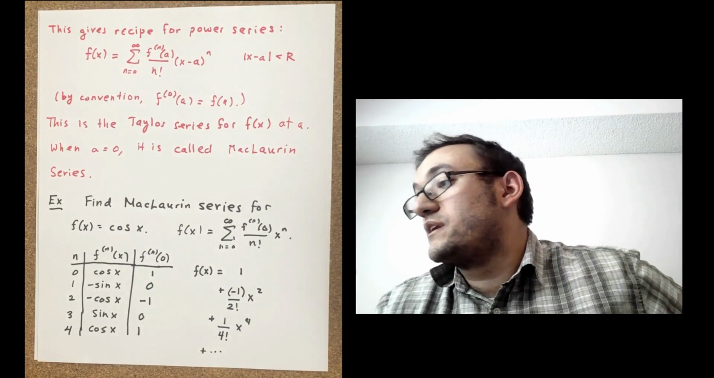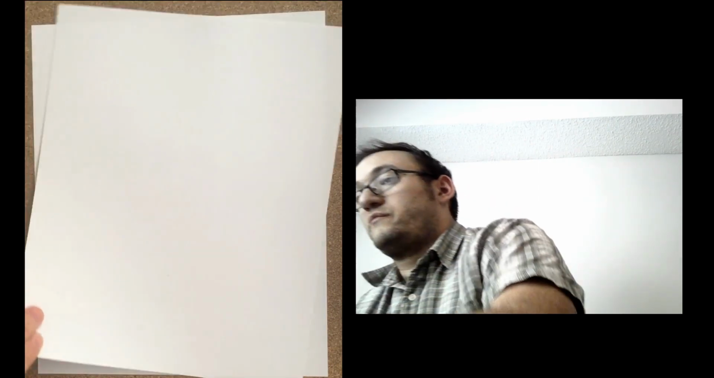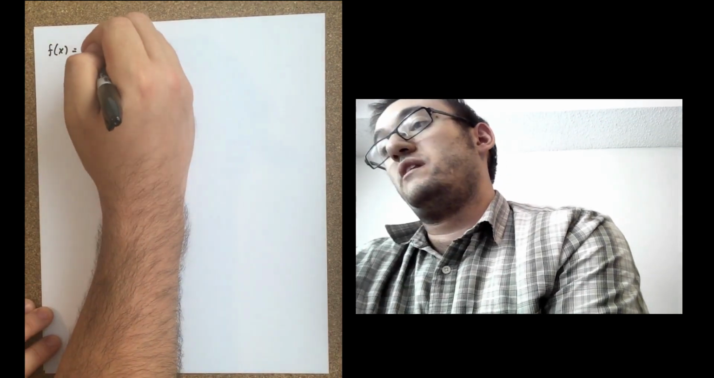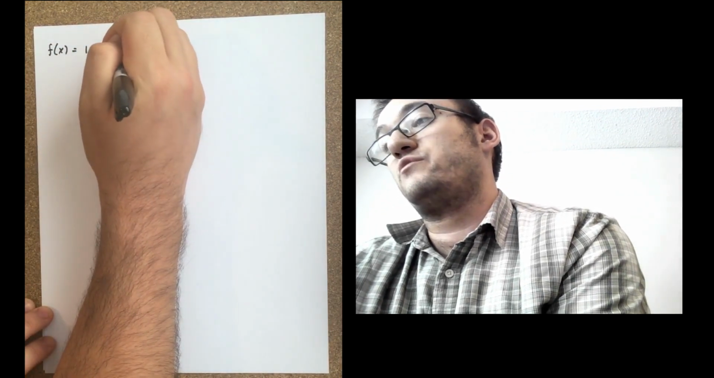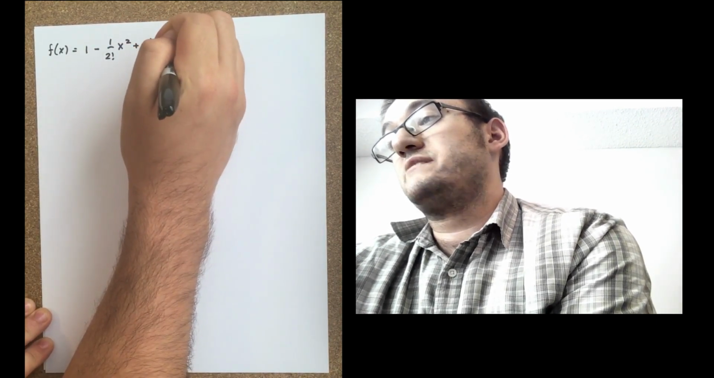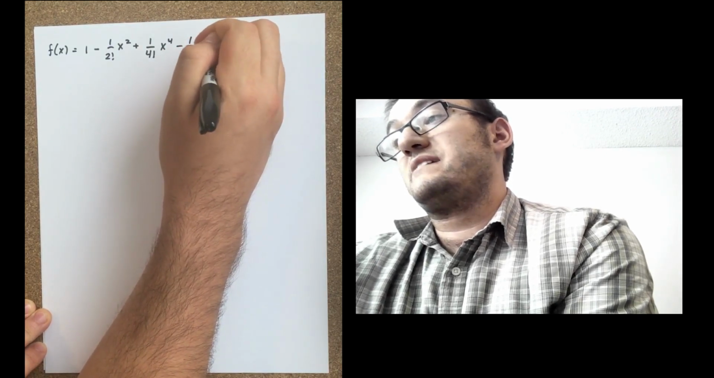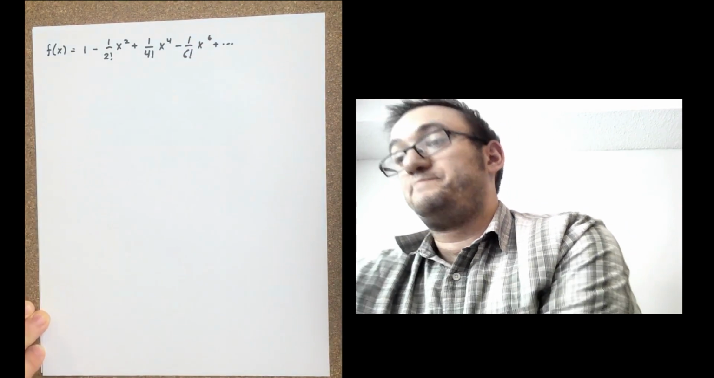If we wanted to write a general term for this, just to write this down again, we have f of x equals 1 minus 1 over 2 factorial x squared plus 1 over 4 factorial x to the fourth. If we had kept going, we would have gotten minus 1 over 6 factorial x to the sixth, etc.